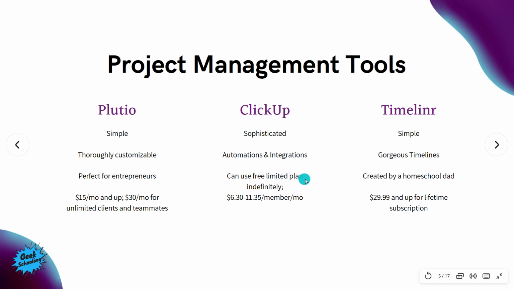And you can use the free plan indefinitely. It doesn't do everything. It doesn't have all the automations and integrations, of course. So if you're running a business and you have a big team, it can get kind of pricey, because it's $6.30 to $11.35 per month, depending on if you go monthly or yearly to pay. So that can get pricey, but it's pretty inexpensive, like $6.30 a month for one person. So, I mean, if you have 10 kids, this is going to get too much. So you might want to go with Plutio or just try the free plan, which is probably enough for your homeschool.